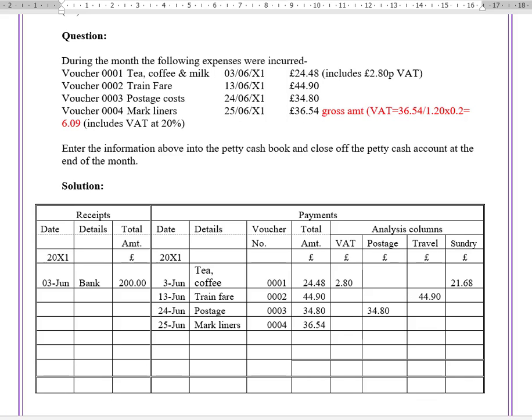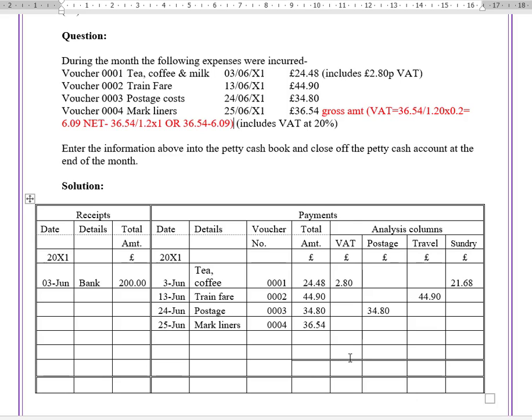I can then do the difference, and that will then give me the net amount. So my net amount could also be £36.54 divided by 1.2 times 1, or you can simply do £36.54 minus your £6.09, and that will give you your net amount.